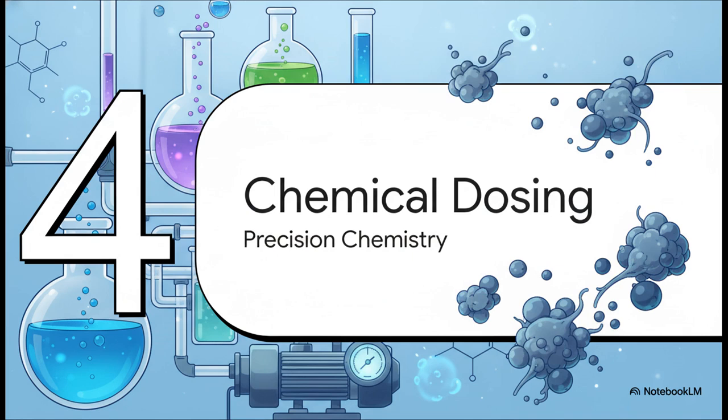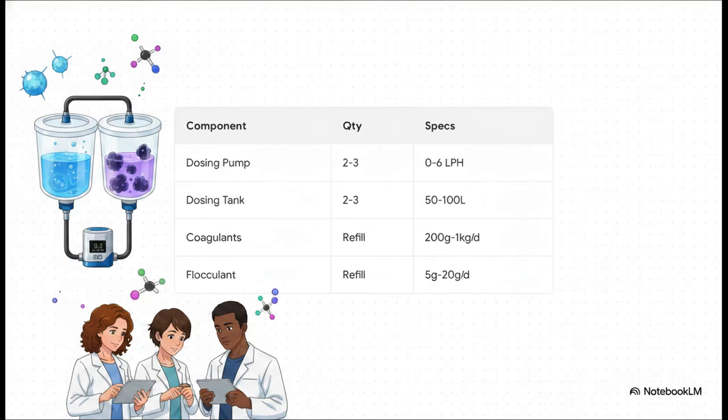All right, on to Section 4, chemical dosing. This is where we get into the precision chemistry. To nail this chemical blueprint, we use diaphragm dosing pumps. We choose these because we need extreme accuracy at a ridiculously low flow rate, just 0 to 6 liters per hour. You'll deploy 2 or 3 of these units, attached to small 50 to 100-liter plastic tanks.